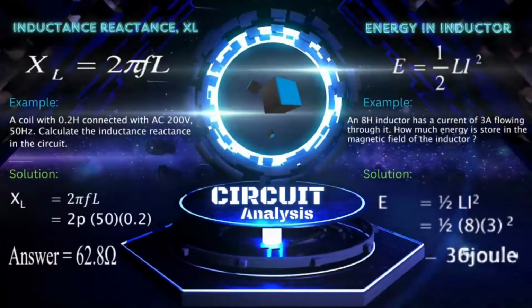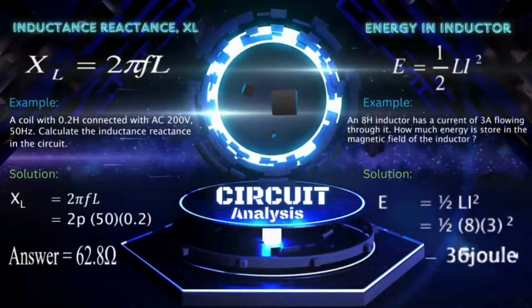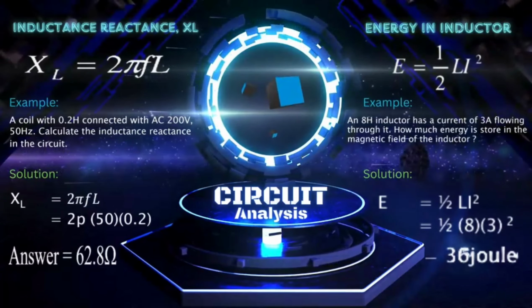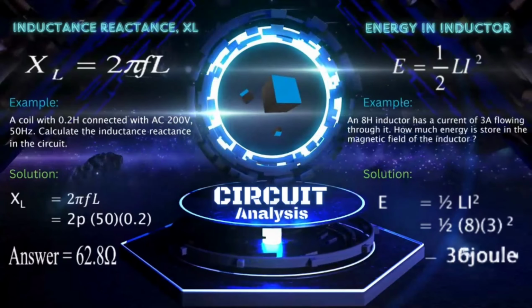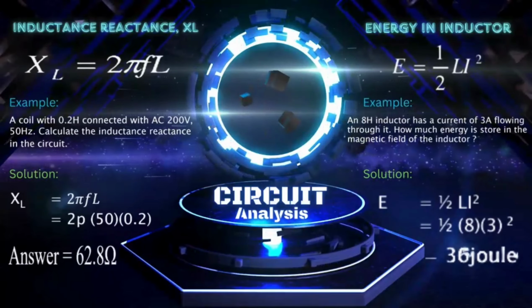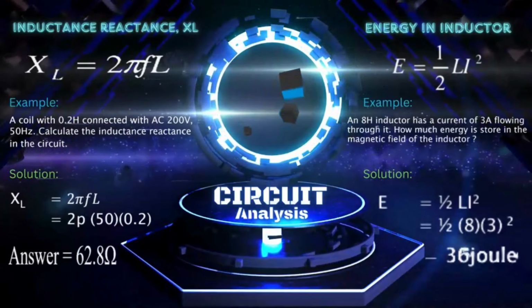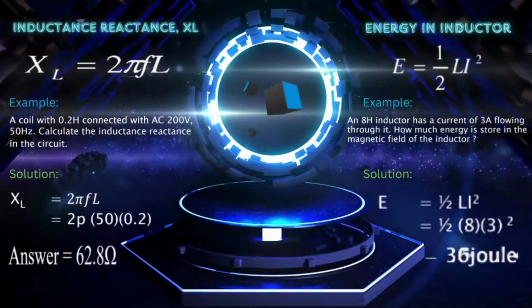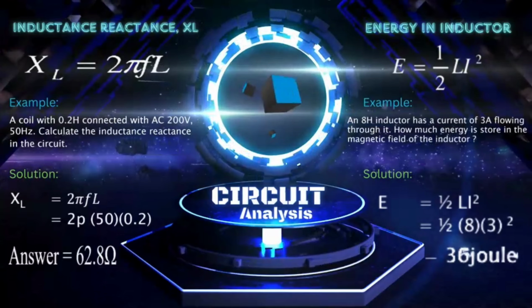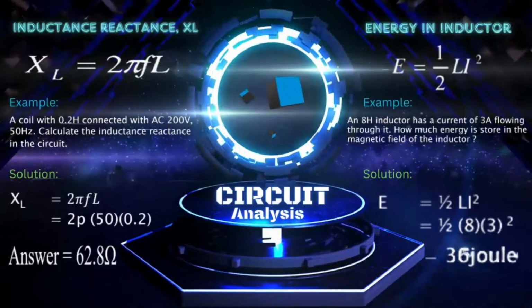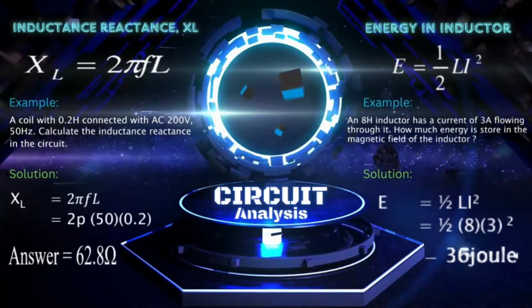Now, let's take a look at the inductive reactance and energy in inductor. Inductive reactance is the opposition of current flow when alternating current, AC, is changing continuously, which in turn produces a continuous opposing induced EMF. The formula for inductive reactance is XL equal to 2 pi F L. Hence the unit is ohm.